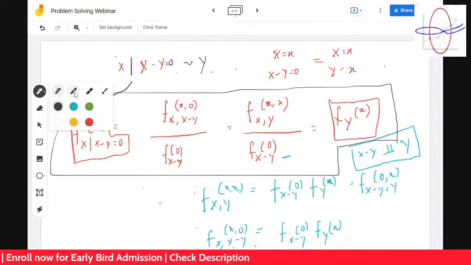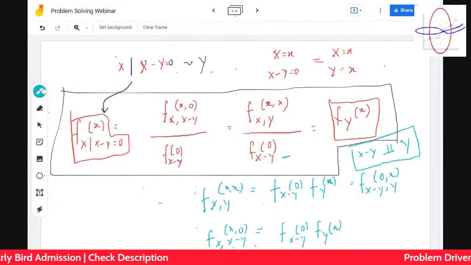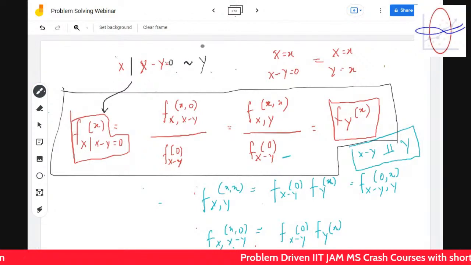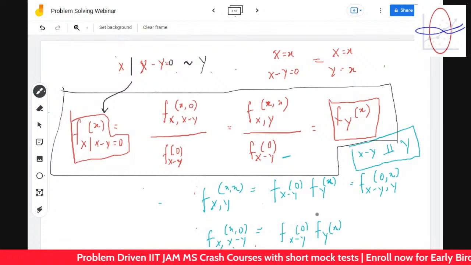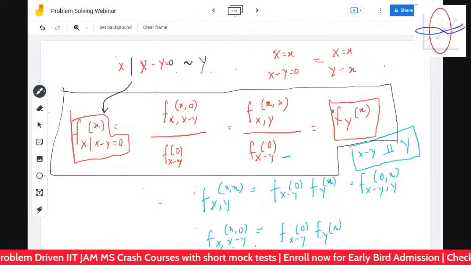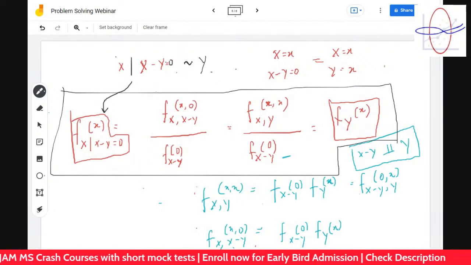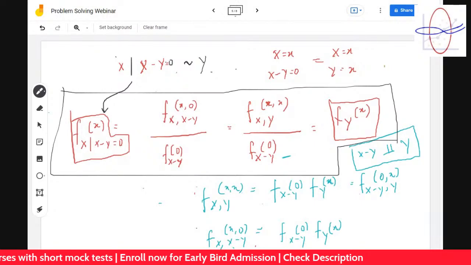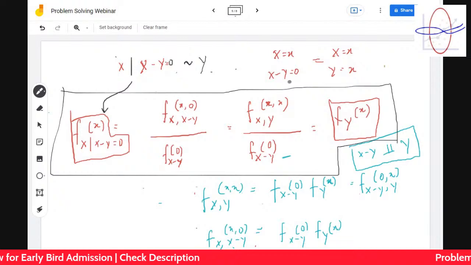So this is what we are trying to show. Sir, but x and x minus y cannot be independent. Not x, y and x minus y. Yeah, but x minus y and y also cannot be independent because y is included in the former. Okay. Yes, you're right. So let's calculate the covariance of x and y, x minus y and y.